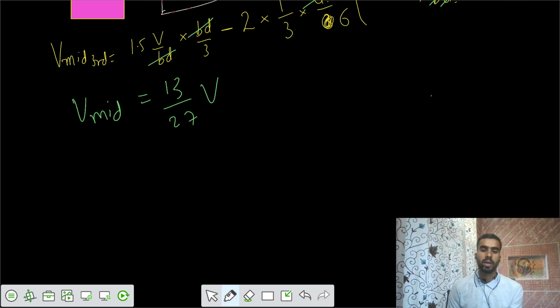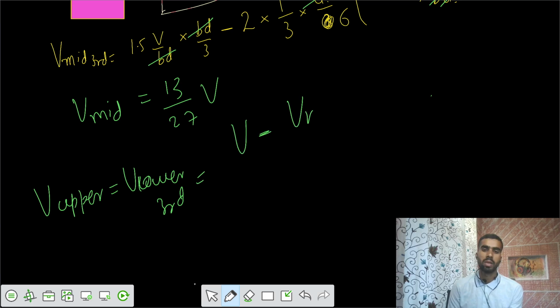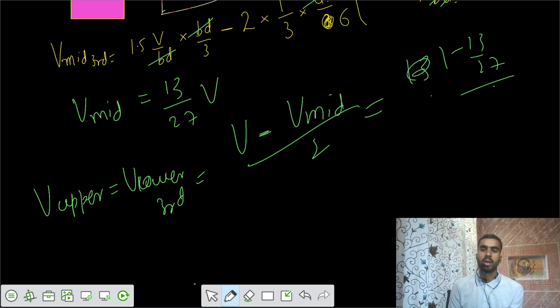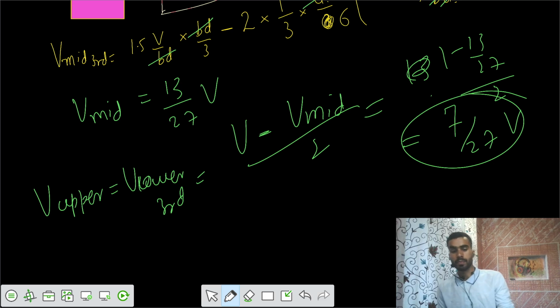If I ask the value of V upper third, that is also V lower third, it equals total V minus V mid, divided by 2. That's 1 minus 13 by 27, divided by 2. That's 7 by 27 of V.